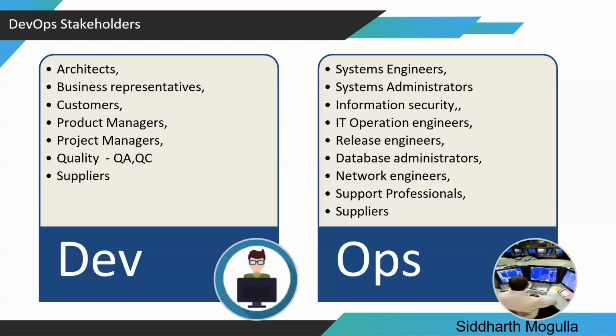Okay, and next are the stakeholders who are involved in DevOps. As a DevOps team, we communicate with the stakeholders. We communicate with architects, business representatives, customers, product managers, project managers, QA and QC quality analysts or test engineers. You also communicate with system engineers, system administrators, information security, IT operation engineers, release engineers, database admins, network engineers, support professionals, and suppliers. All these teams collaborate and interact with the DevOps people, and they make the flow go smooth and easy.